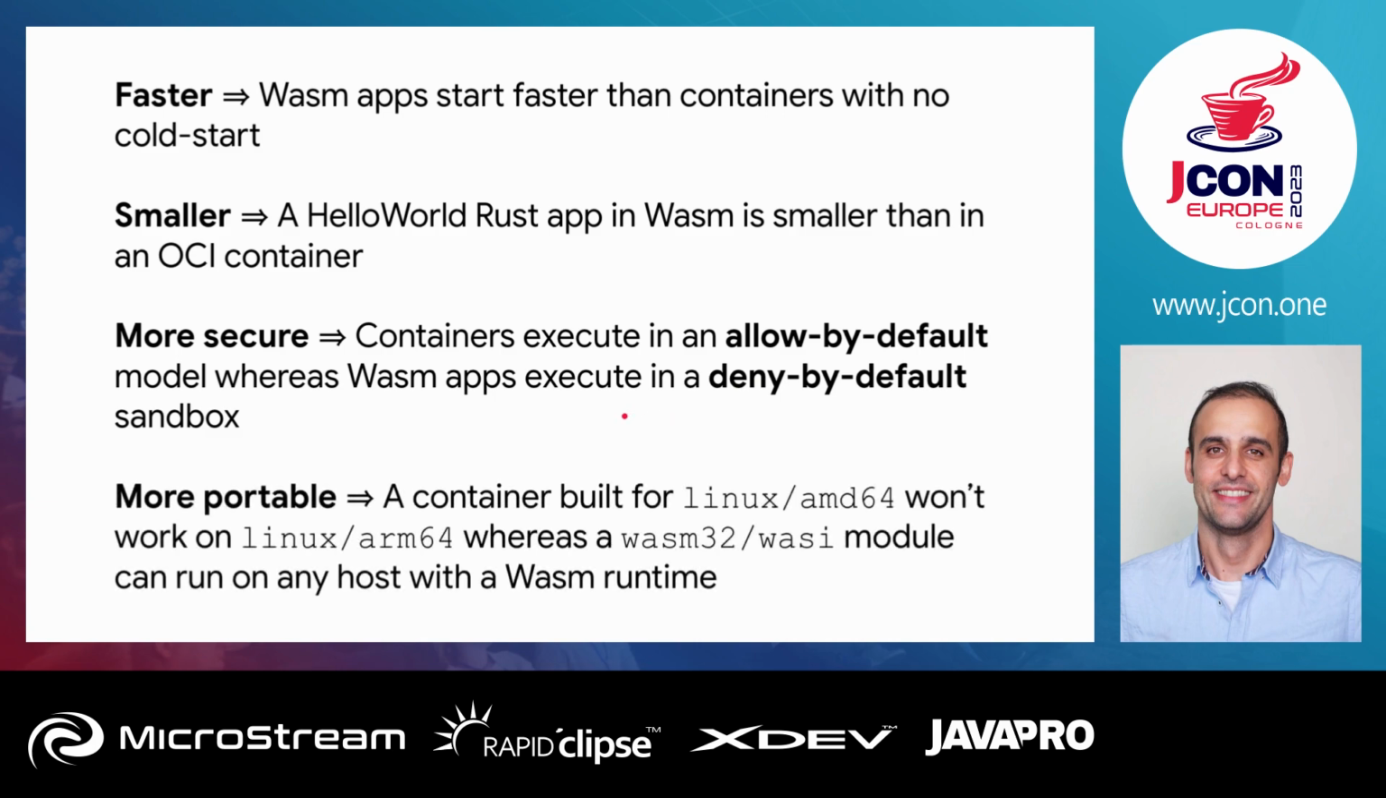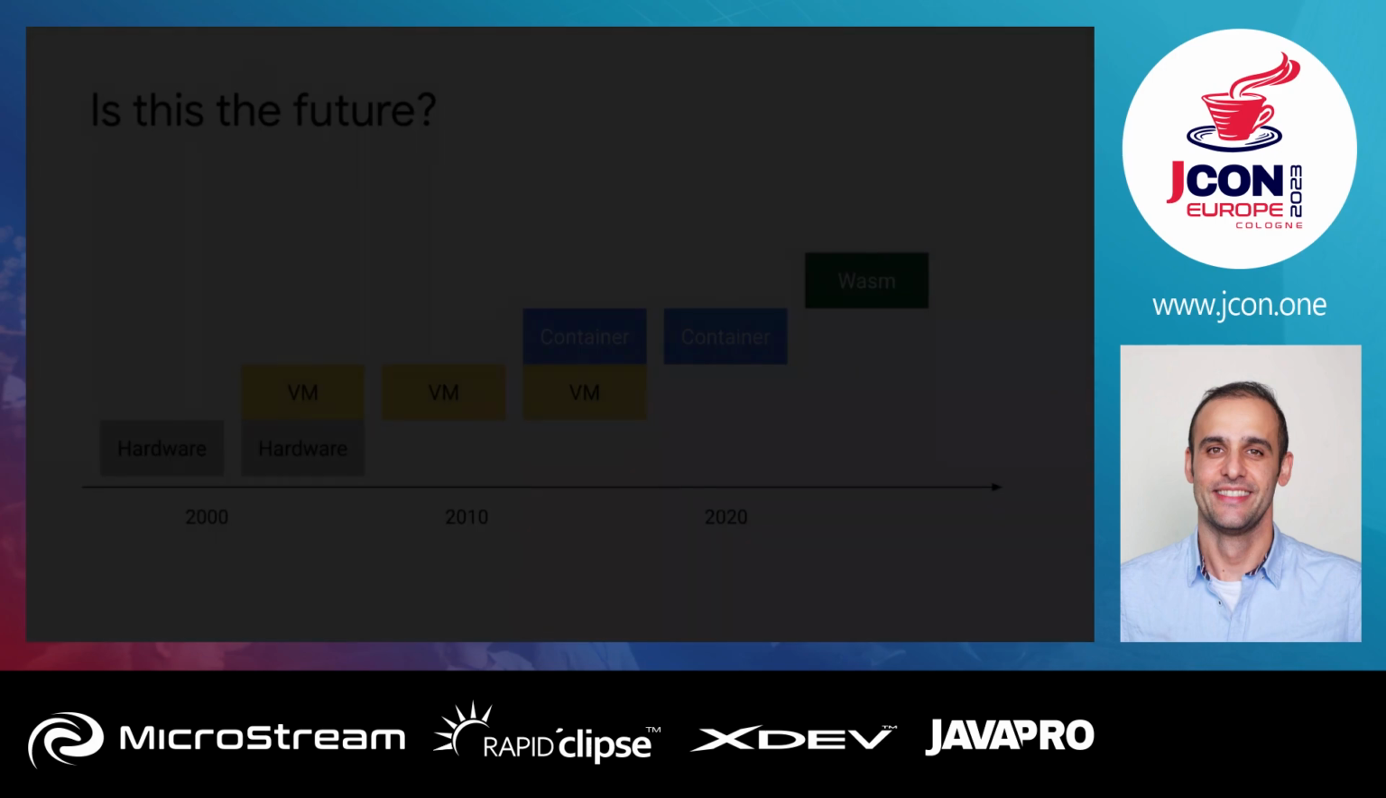And more portable. We don't typically think about this, but when you build your application, you need to compile it for different architectures like Linux AMD or Linux ARM, right? Whereas in Wasm, you just compile to a Wasm module, and that module runs wherever you have a Wasm runtime. So that makes it much more portable. You don't have to compile it for different architectures. So this all sounds pretty good to me.